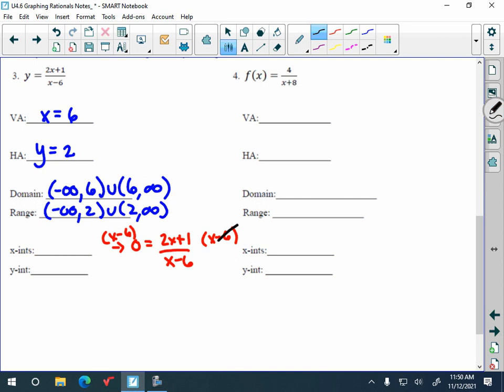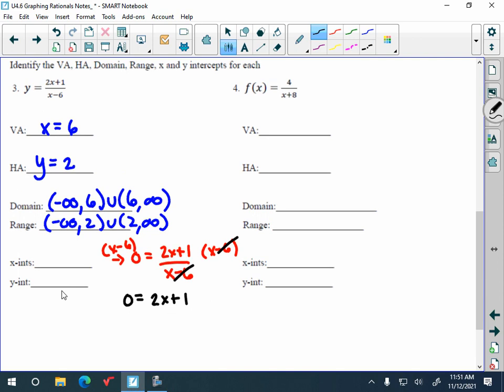Okay, we can cross cancel. Now, what's 0 times x minus 6? 0. That's the important part right there. It's not x minus 6, it's 0. Every time we solve for the x-intercept, we're always going to multiply by the LCD, which is always this denominator. Whatever the denominator is, that's what you're going to multiply by. This is always going to cancel. This side's always going to stay 0.